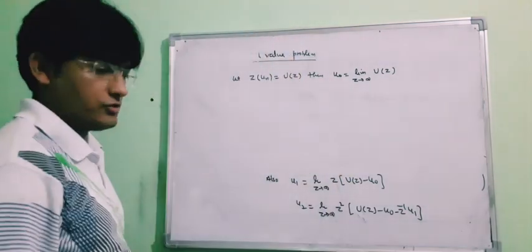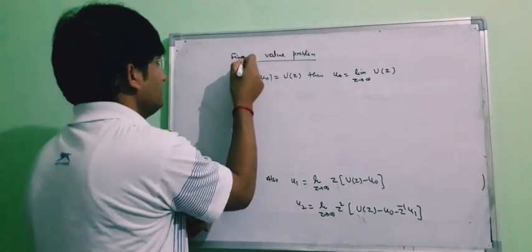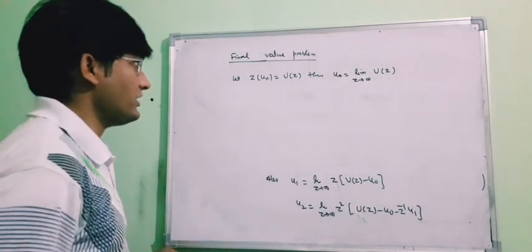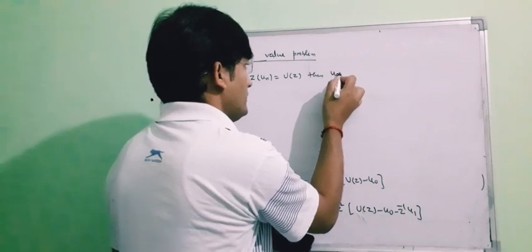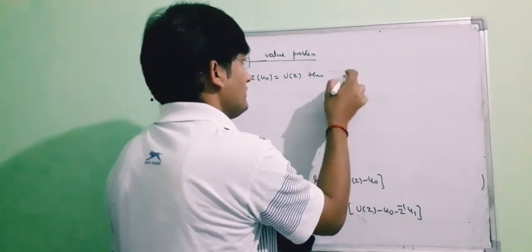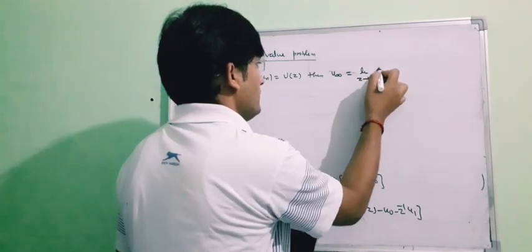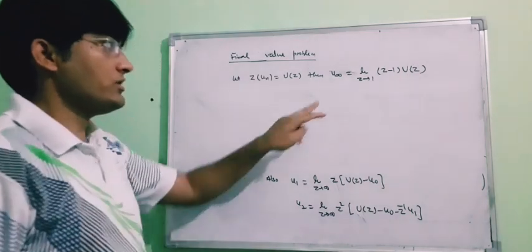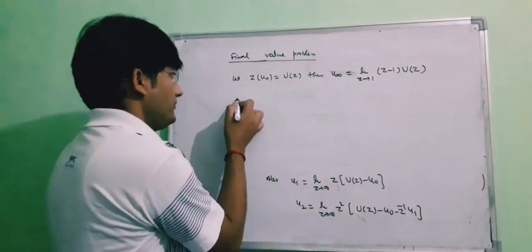Then the final value problem. If the Z transform of un is U(z), then u infinity is equal to the limit as z tends to 1 of (z minus 1) U(z). Here u infinity means the value when n tends to infinity. Proof.